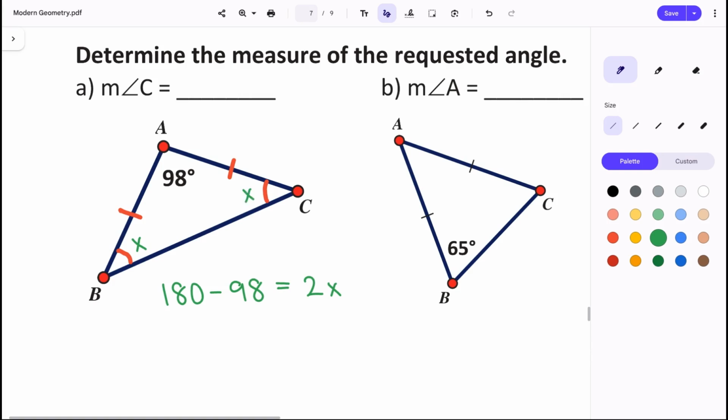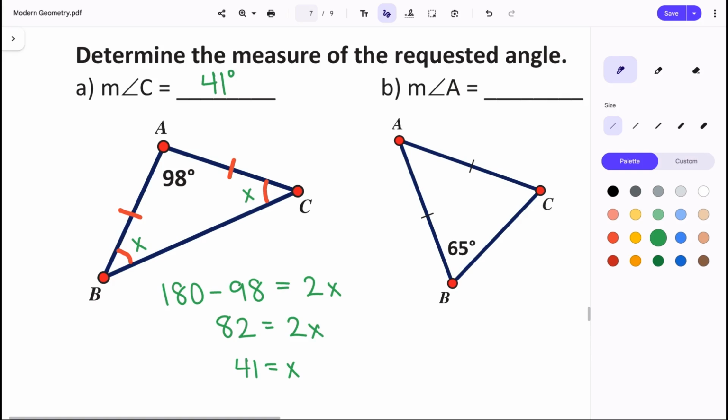And we're taking 180 minus 98 because we know that those three should add up to 180. And so you got to subtract away the 98. What is 180 minus 98? 82. So we have 82 equals 2x. And then what? 41? So angle C should be 41 degrees.